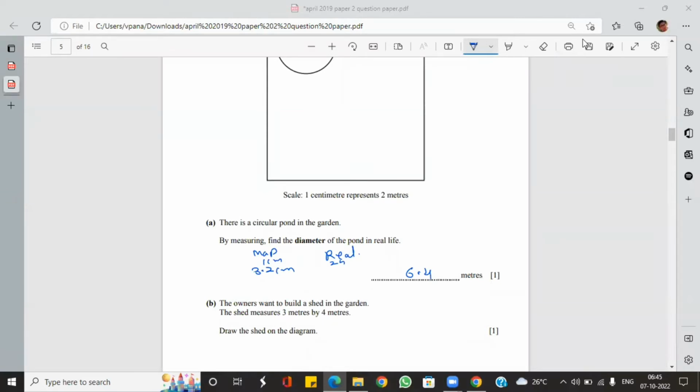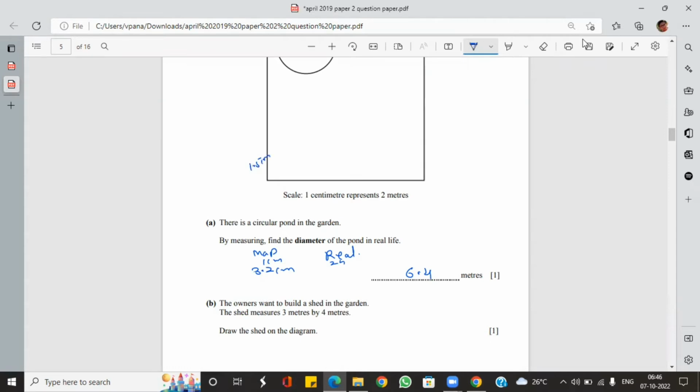The shade measures 3 meters by 4 meters. Draw the shade on the diagram. So if it is 3 meters, on the scale, it is going to be half of 3 because 1 centimeter is 2 meters. So half of 3 meters, it is 1.5. So you can take with the scale, you can take 1.5. This distance, you can have 1.5 centimeter.